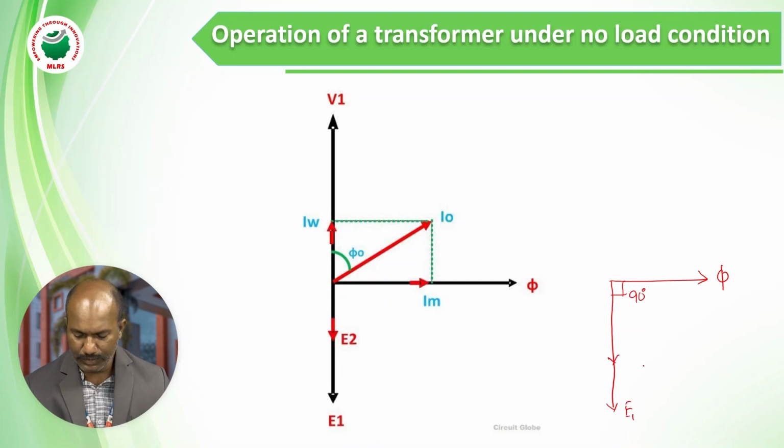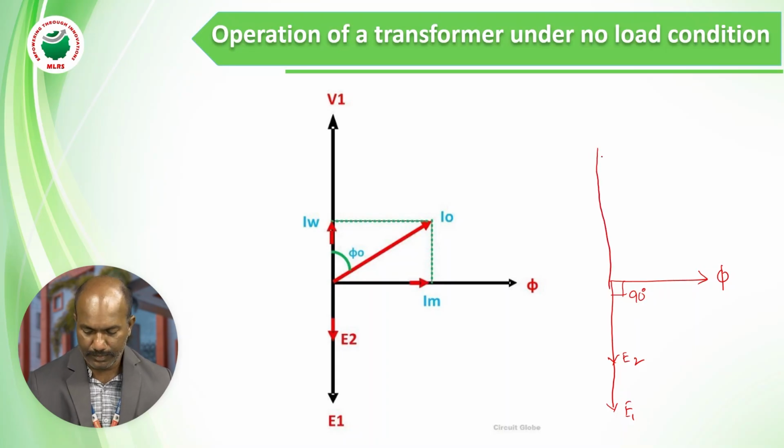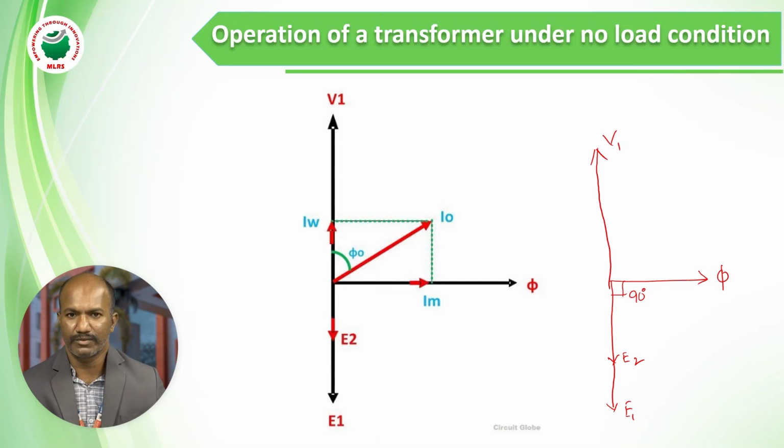So E1 is the induced EMF in the primary and E2 is the induced EMF in the secondary. We know that this induced EMF opposes the cause. So who is responsible for E1 and E2? The supply voltage. So E1 and E2 oppose the supply voltage. So I have to draw the voltage phasor, that is the supply phasor, exactly opposite to the E1 and E2 phasor. Okay, this is the V1 phasor. There is a 180 degree phase shift between V1 and E1 or V1 and E2.